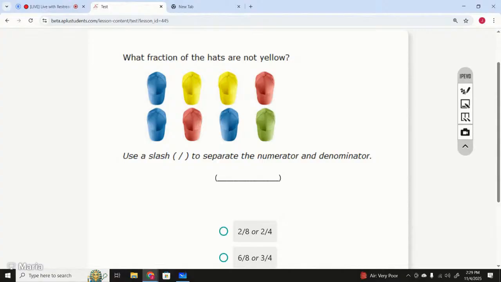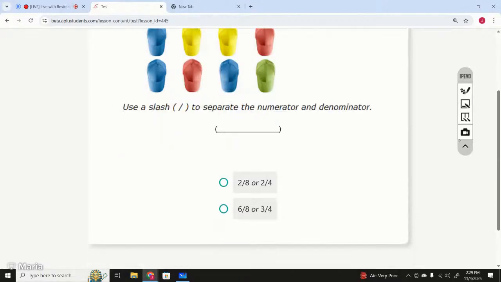What fraction of the hats are not yellow? 1, 2, 3, 4, 5, 6 of them are not yellow. That is 6 of 8 or 3 out of 4. Option number 2 is the correct option.